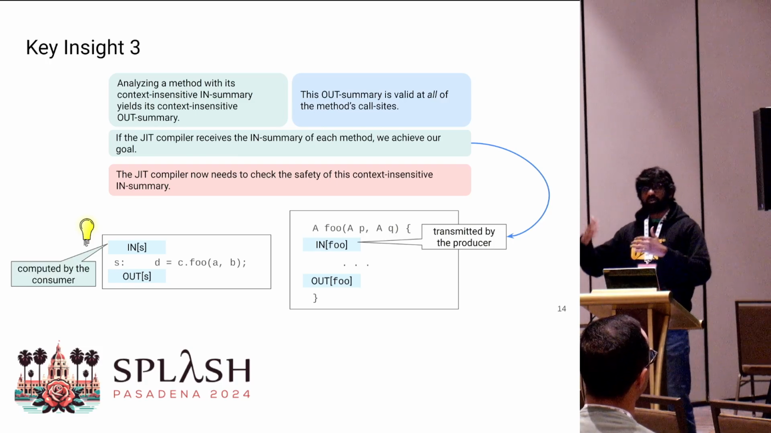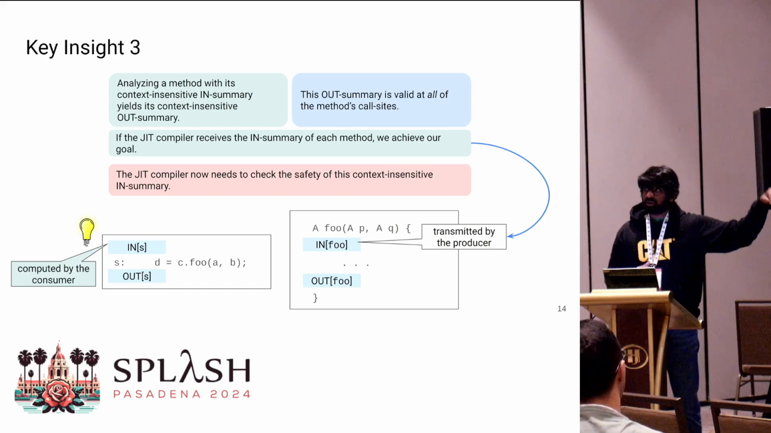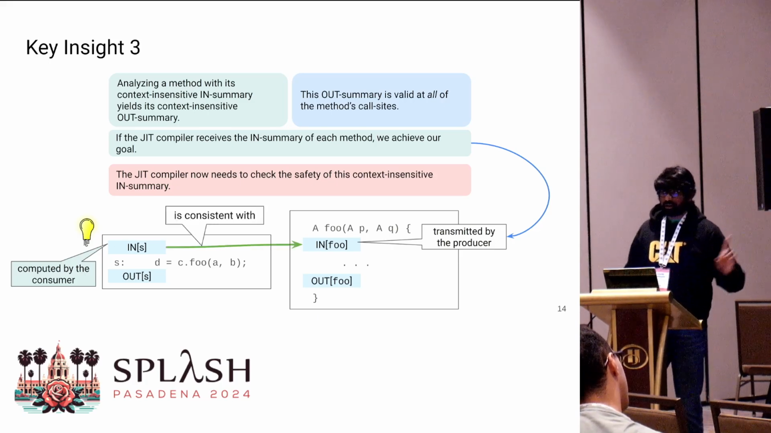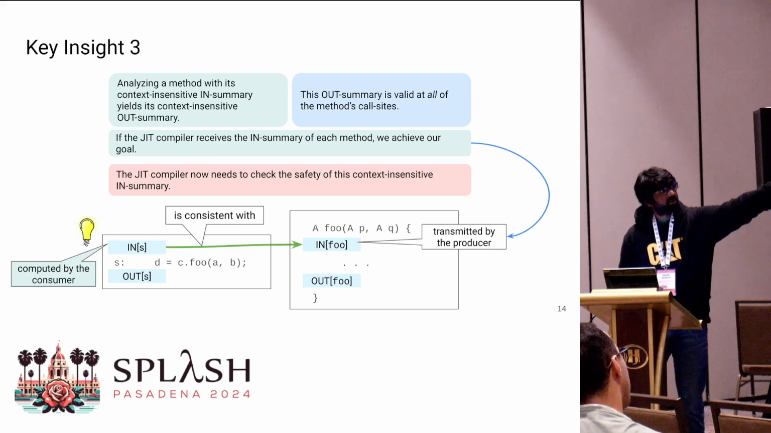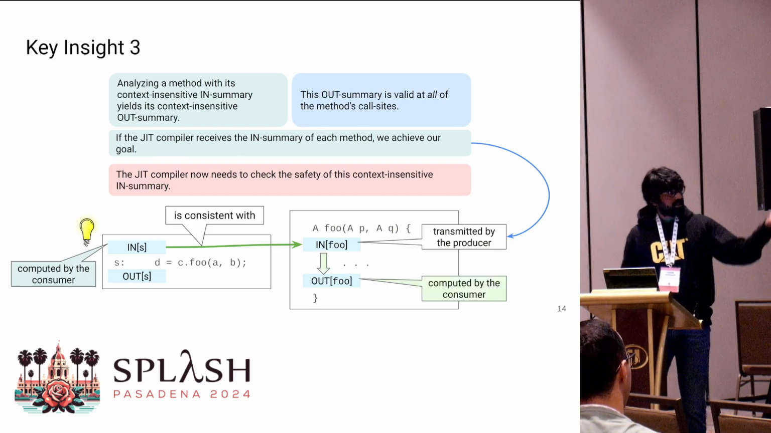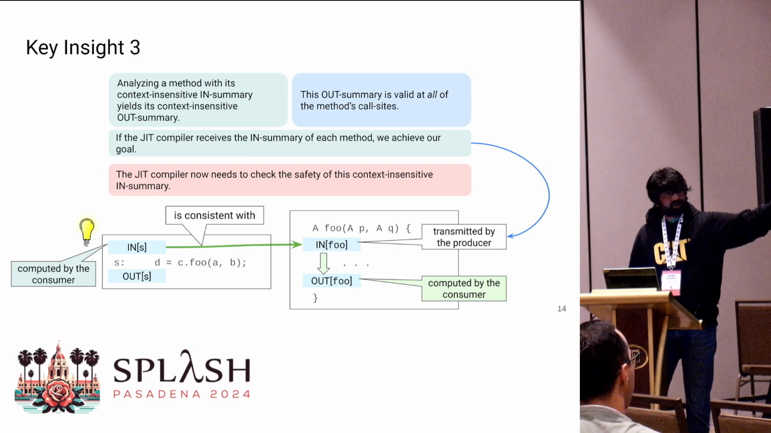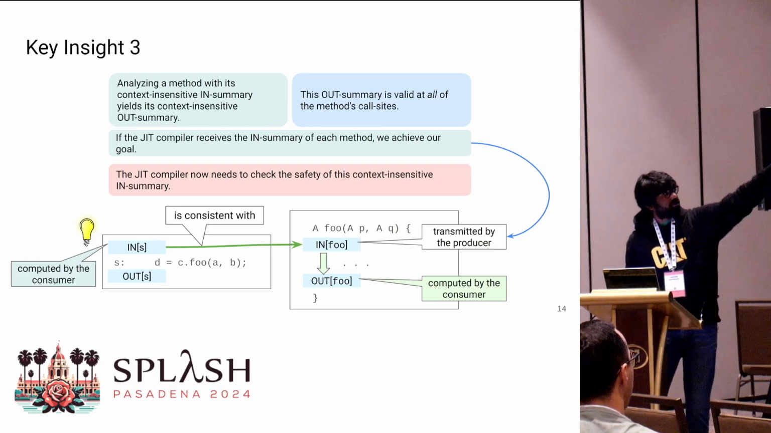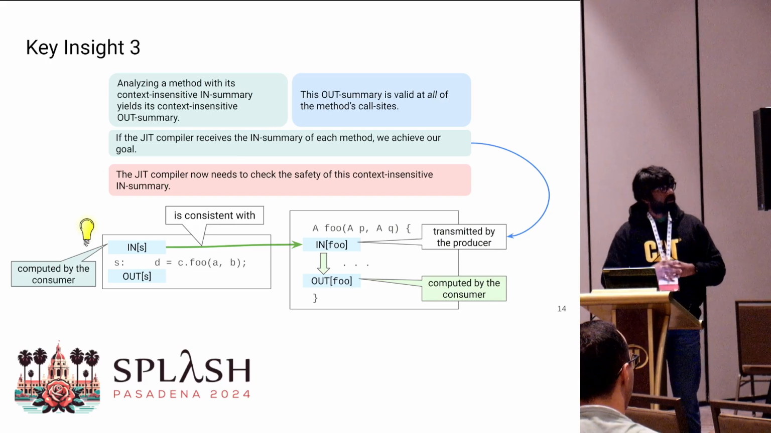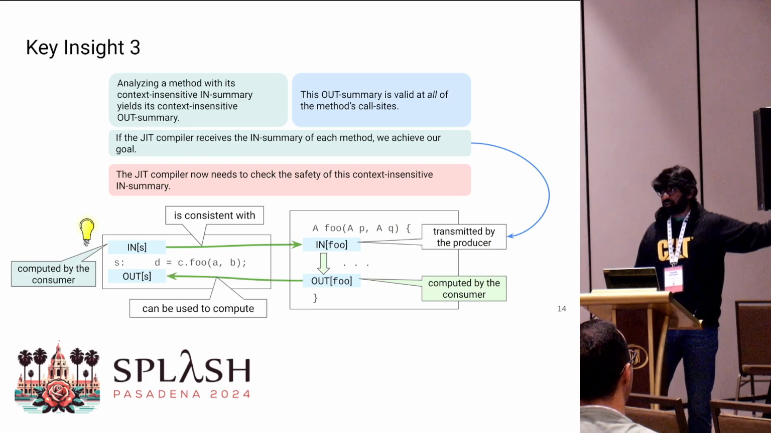Applying the ideas we have seen so far on the control flow predecessors of S, it deduces the inflow to the statement S, what we denote as in of S here, and it simply checks whether this inflow is consistent with the context-insensitive in summary that was sent to us by the producer. And if it finds that it is, it will use that same context-insensitive in summary to compute the out summary for foo. And because of the premise we just established, this is guaranteed to be the context-insensitive out summary for foo. And by virtue of that, we can use that to compute the outflow of statement S.